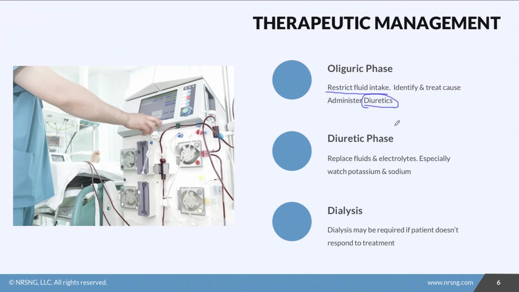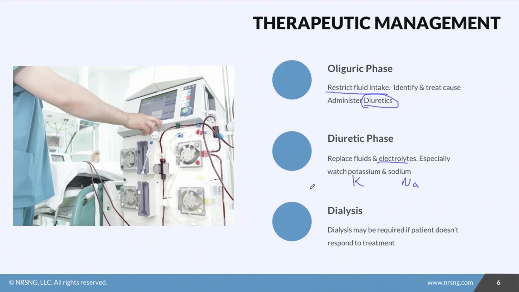Now, once they hit the diuretic phase, we want to make sure we balance their fluid status and replace any electrolytes as needed. We especially want to watch potassium and sodium because those can be life-threatening if they're outside their normal range, even by just a little bit.